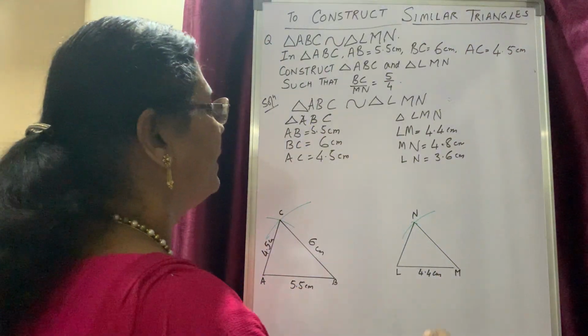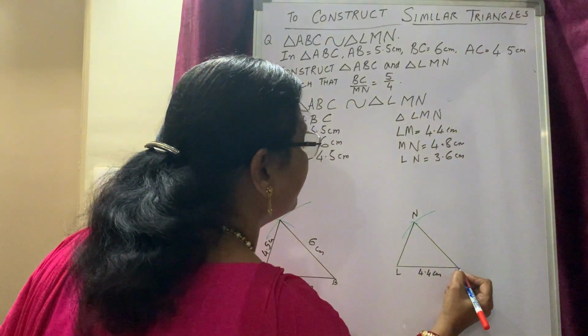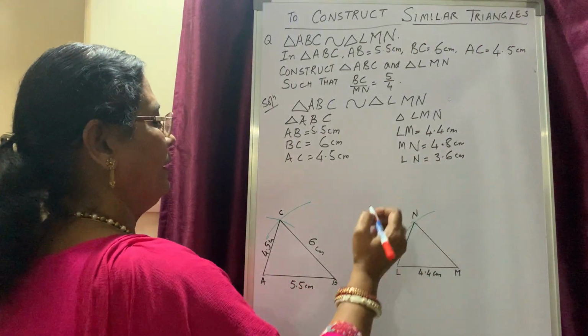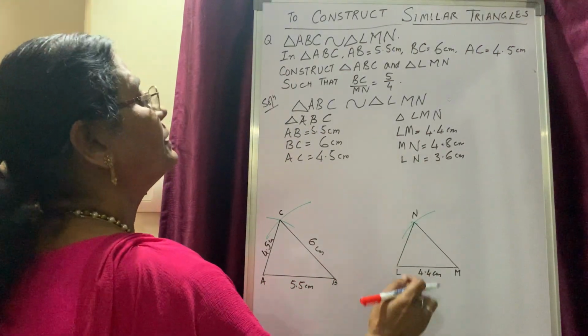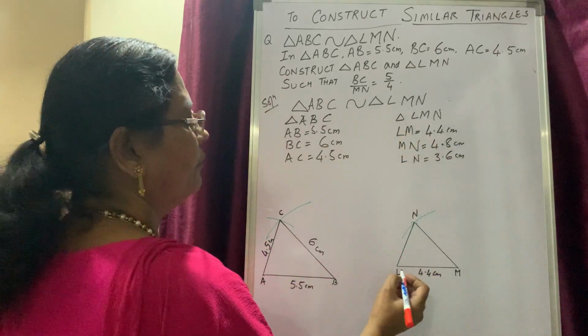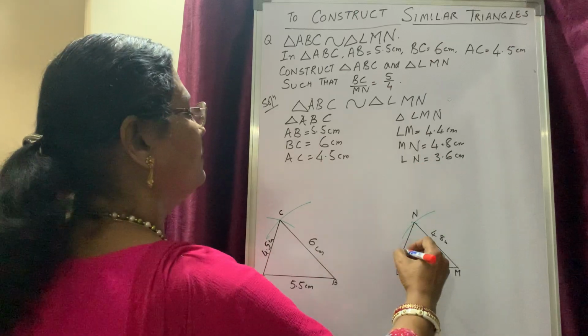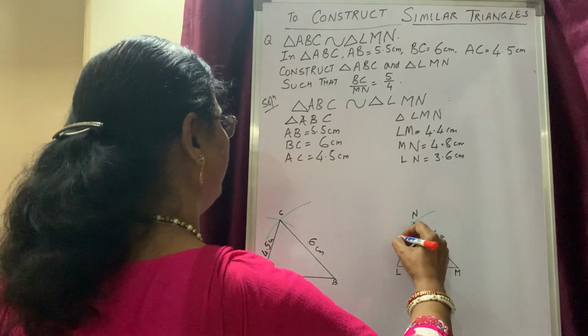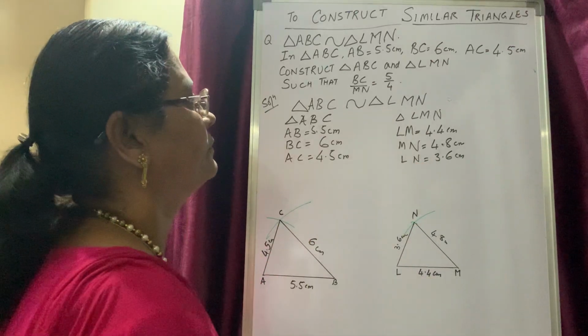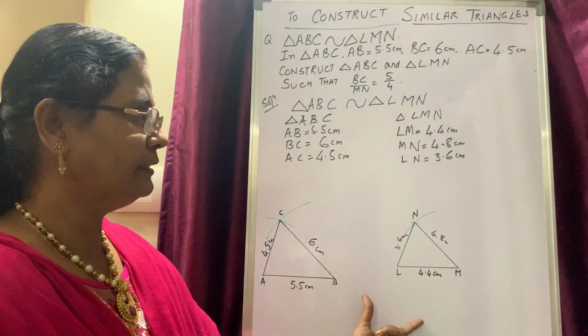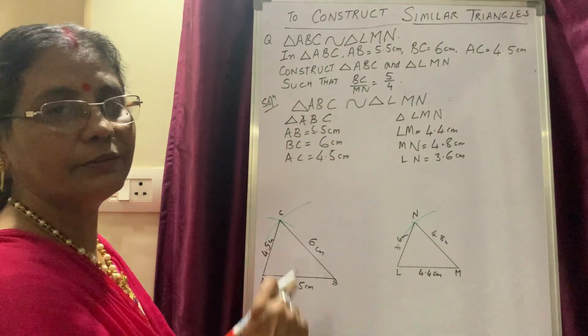So this is our triangle LMN. LM 4.4 centimeter, MN 4.8 centimeter, LN 3.6 centimeter. So this is how, in this manner, we can draw similar triangles given all the three sides.